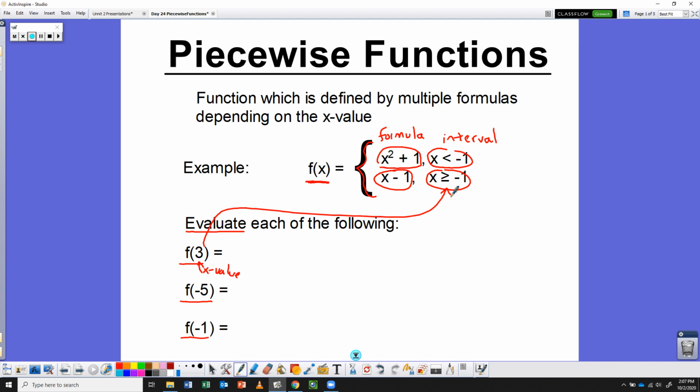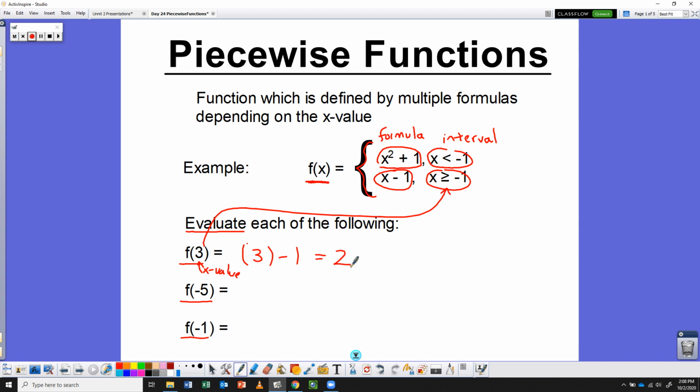So for this particular evaluation, I will be using the bottom formula. And again, remember, we've talked about anytime you're going to make a replacement in a formula, you should always use parentheses around it. So I'll be putting the 3 into the bottom formula where there used to be an x and then subtracting 1. So 3 minus 1 is 2.